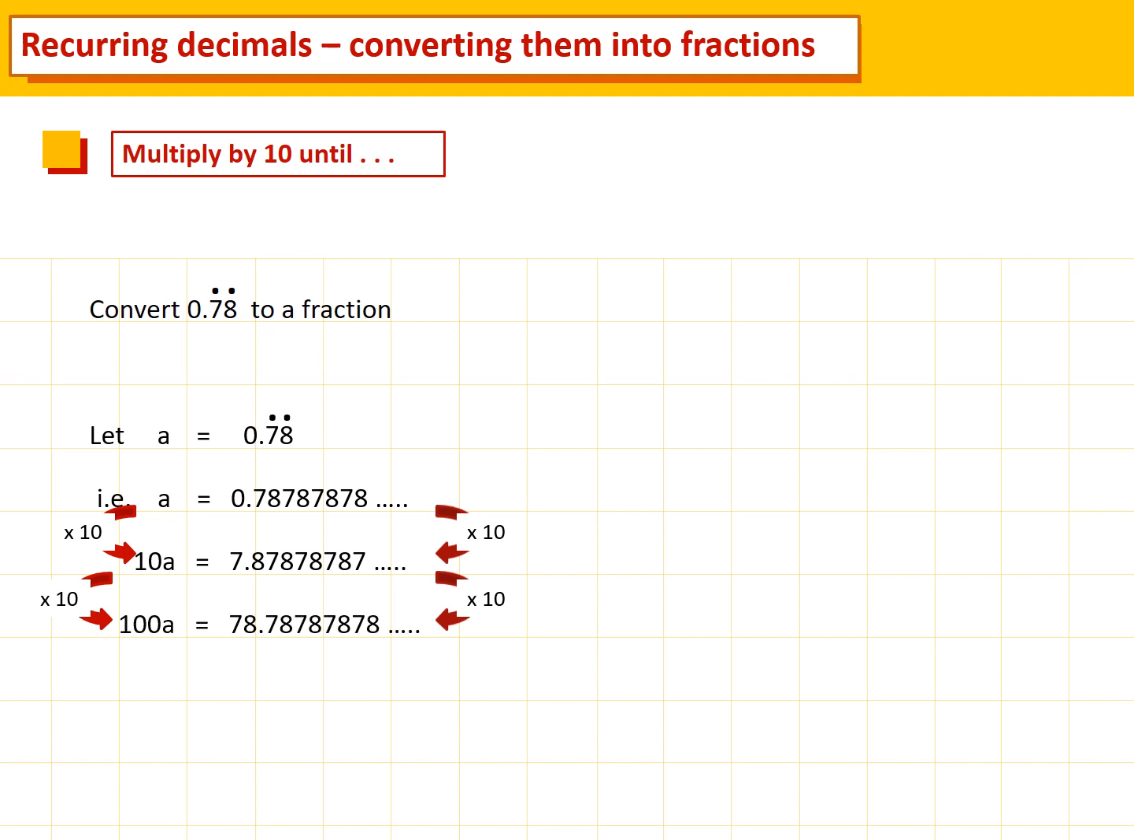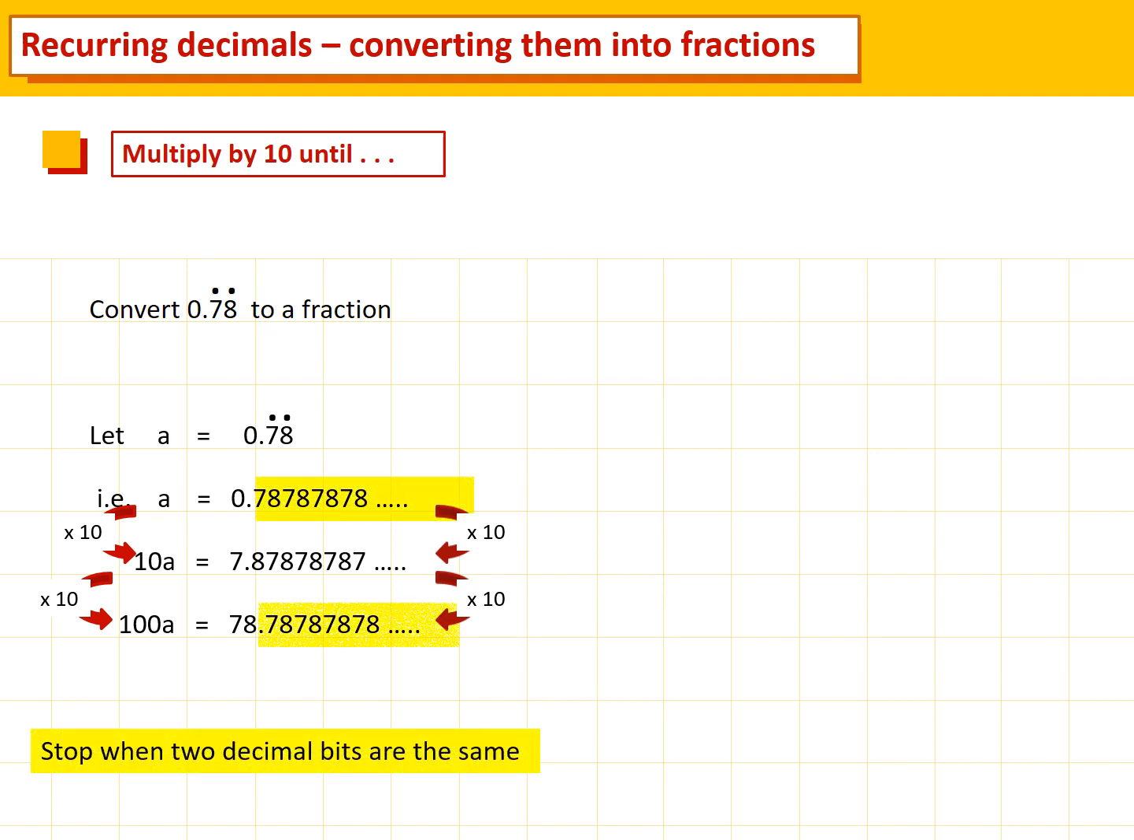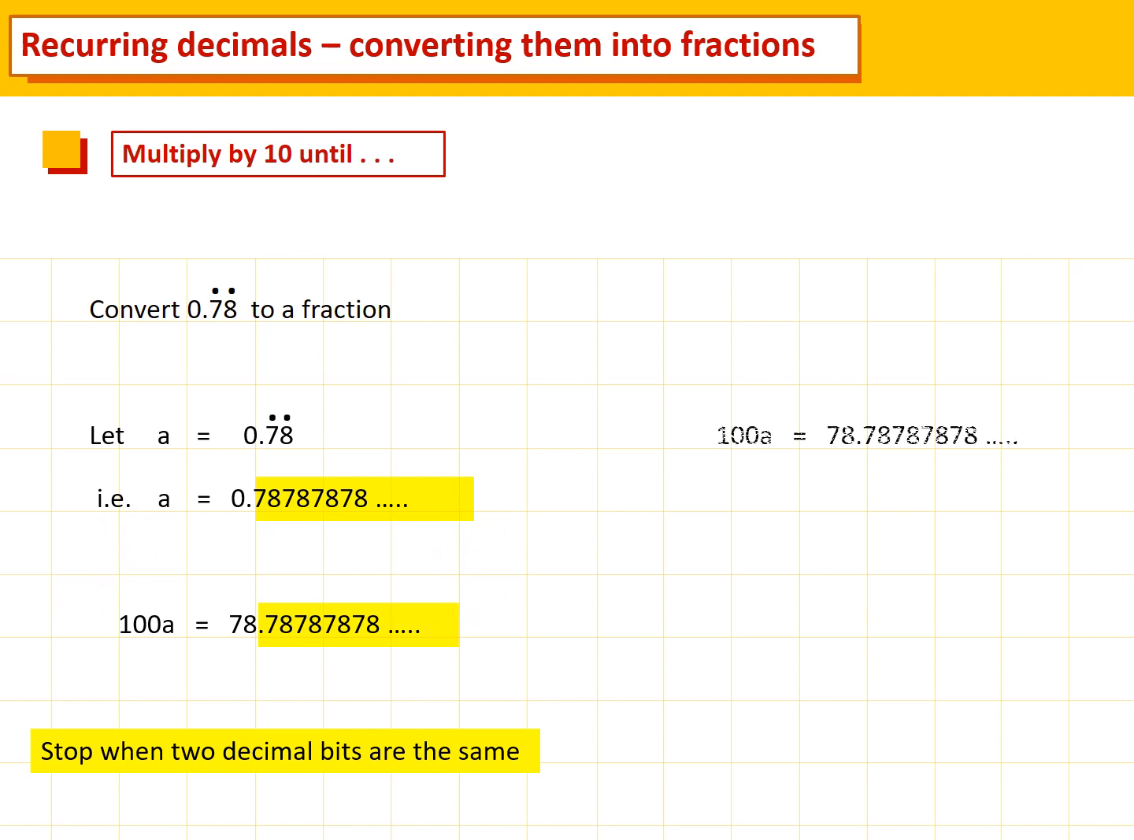10a becomes 100a, and 7.878787 becomes 78.787878. Can you see 2 decimal parts the same? I think we can. Those are the 2 parts we're going to use, 100a and a. So it's 100a, take away a, because when we subtract, those decimal parts will just cancel out.